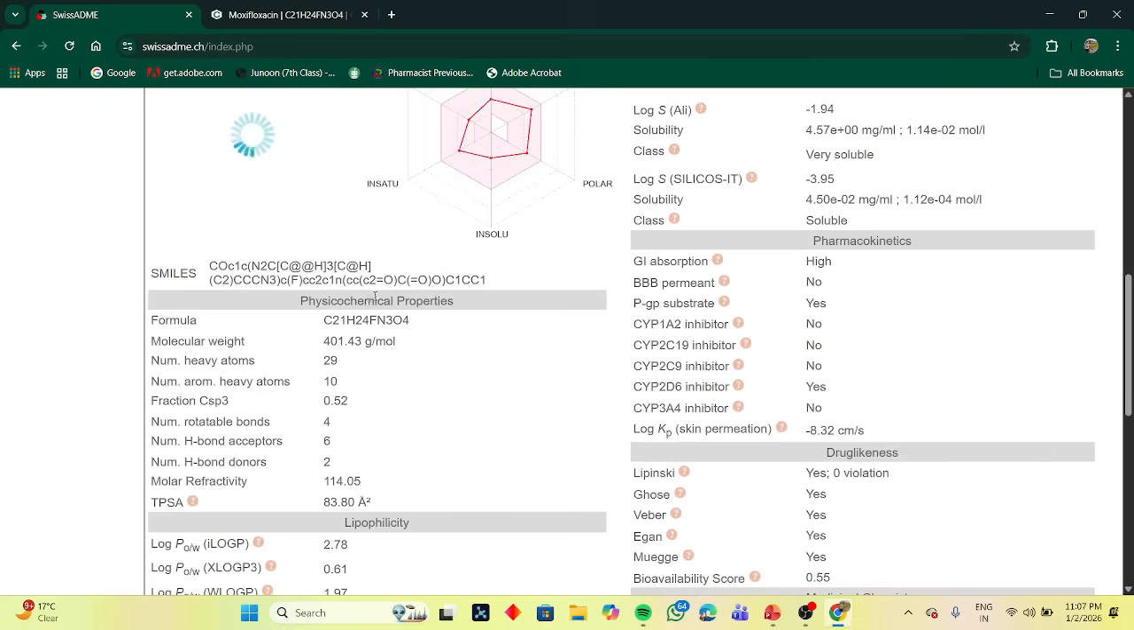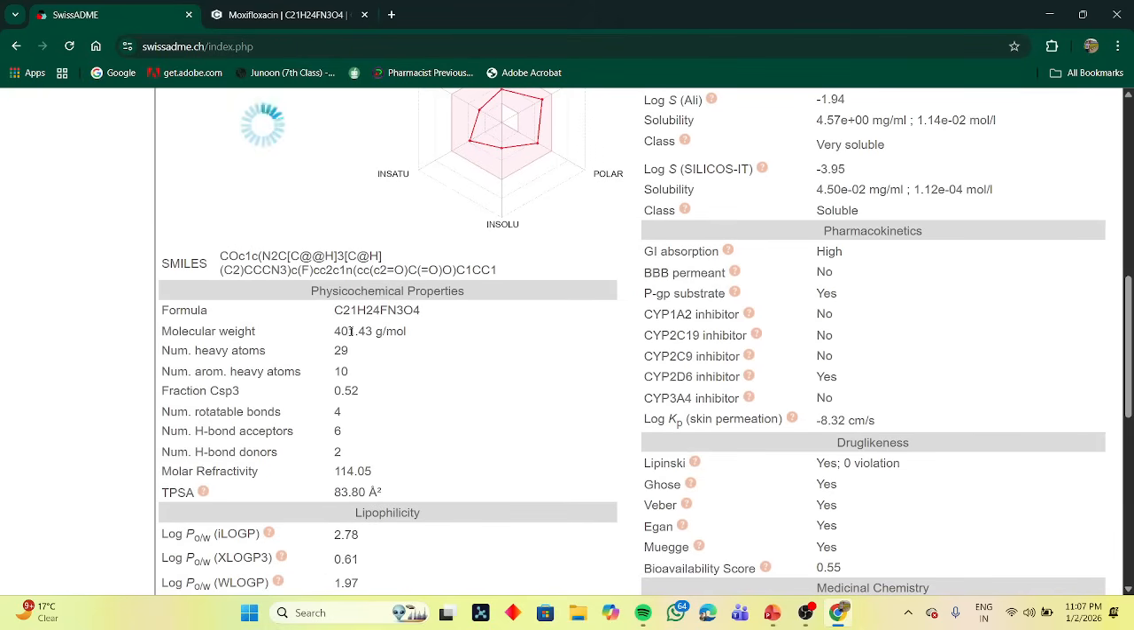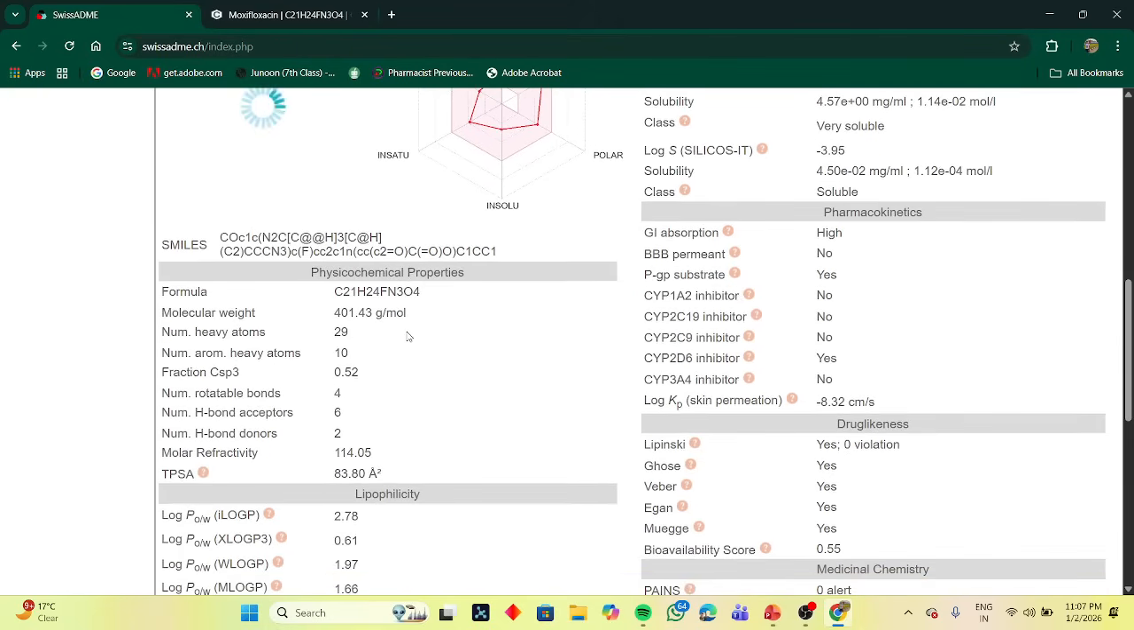First, the physicochemical properties. What are the physicochemical properties? The molecular formula is given as C21H24FN3O4. The molecular weight is 401.43. Number of heavy atoms: so what are heavy atoms? You can write down that apart from the hydrogens, all other atoms that are present are called heavy atoms. So you can see there are 29 heavy atoms.